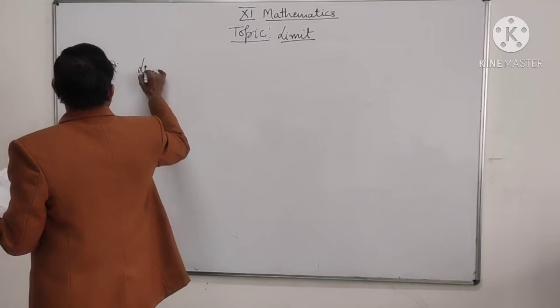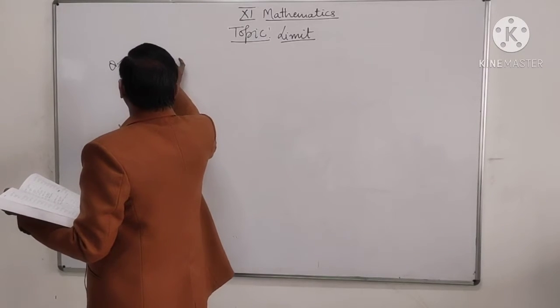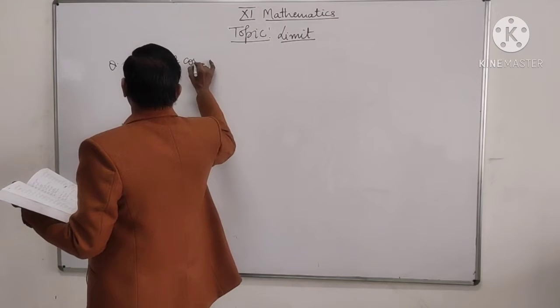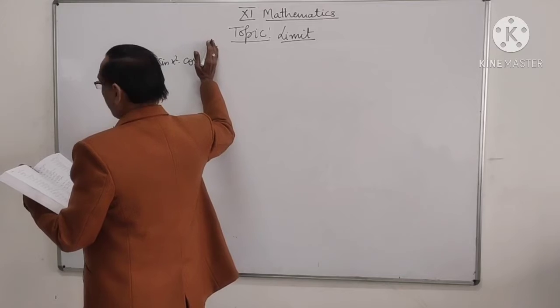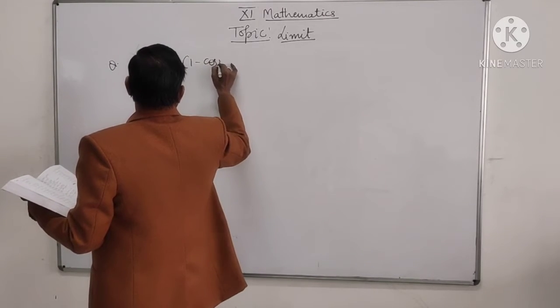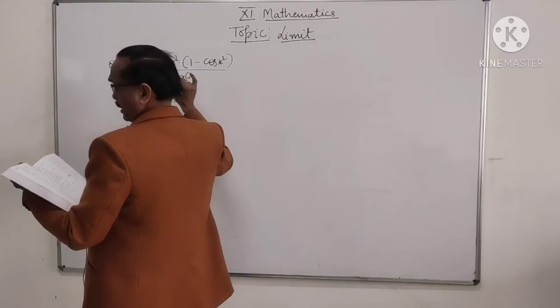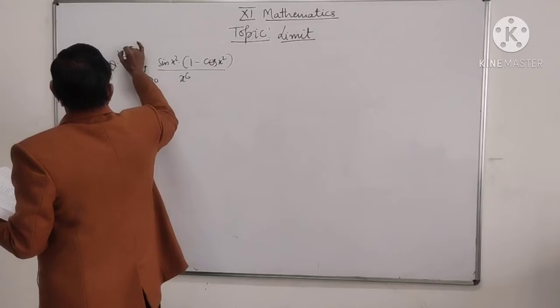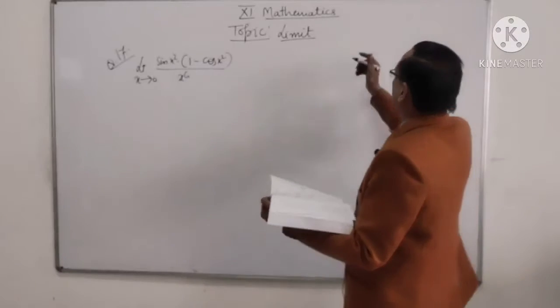Next question: limit x tends to 0 of sin x square into (1 minus cos x square) upon x power 6. It is question number 70 in exercise 29.7.